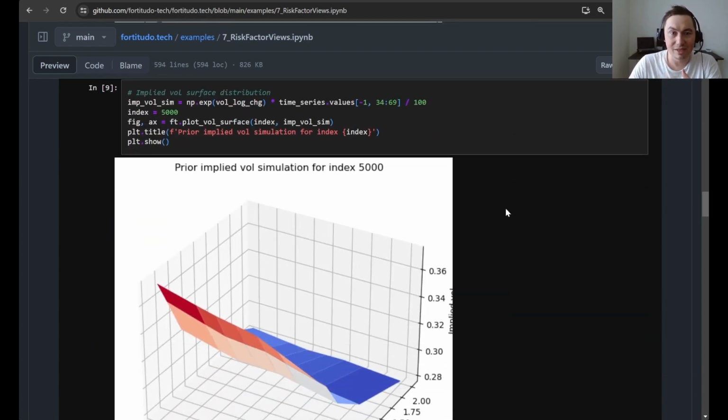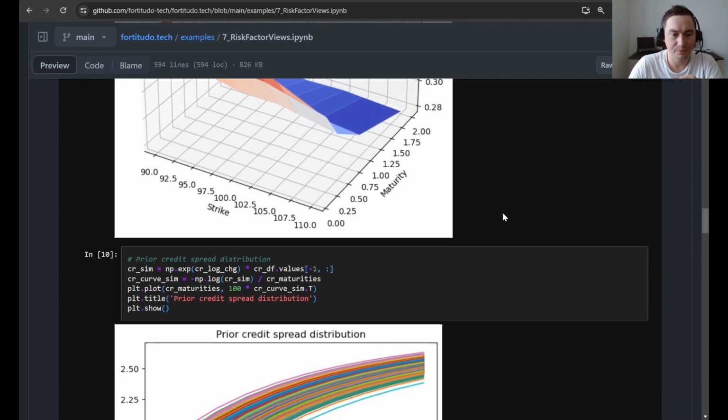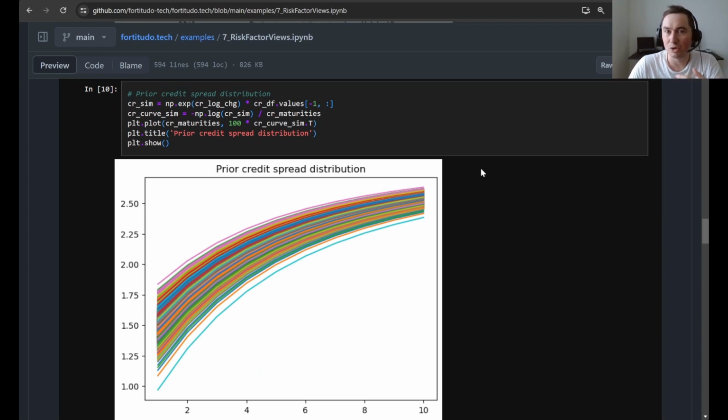For the implied volatility surface, because it is three-dimensional, it's hard to visualize the distribution. But here, this is just one index from the historical simulation, where you can see how the volatility surface looks. If you want to see the distribution, you can perhaps loop over this plot, and then you will be able to see how the volatility surface changes. Finally, here we show a distribution for the credit spread over the next day.